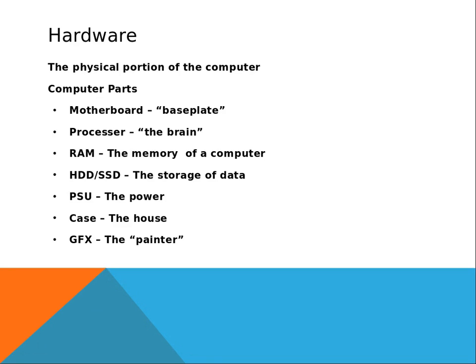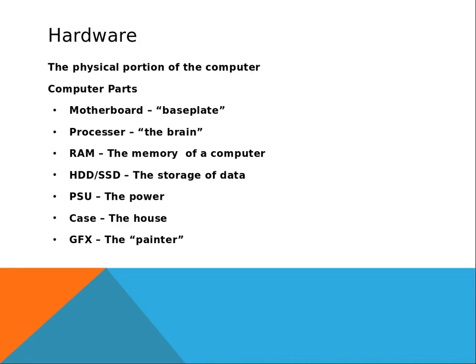It's what computes all of the numbers and the input. The RAM is the memory of the computer, but it's short term. It's only for stuff that you don't really need to save forever. You could just put a bunch of numbers there and easily access it. The hard drive and the solid state drive are the storage of data. Hard drives save data on disks, and solid state uses NAND chips. The PSU is the power supply unit. That's where you get the power from.